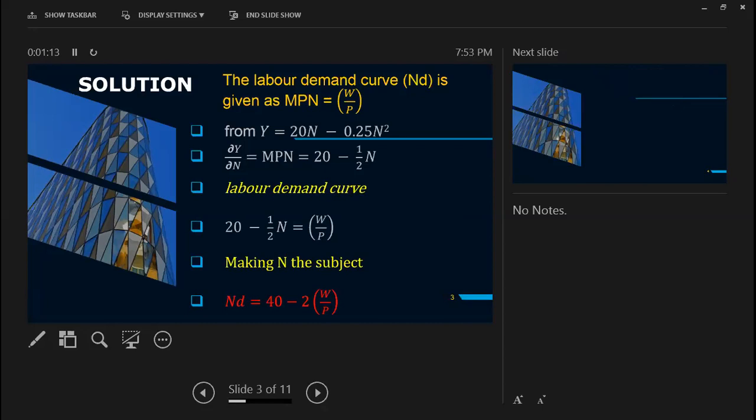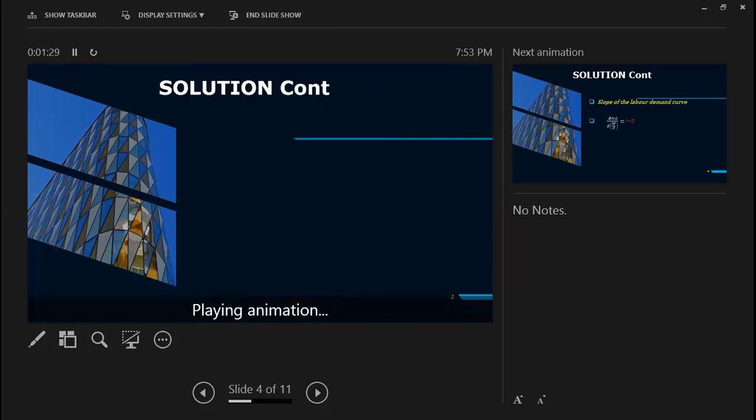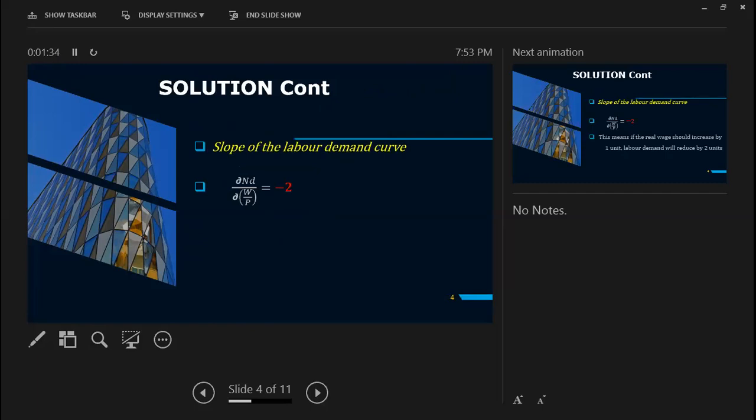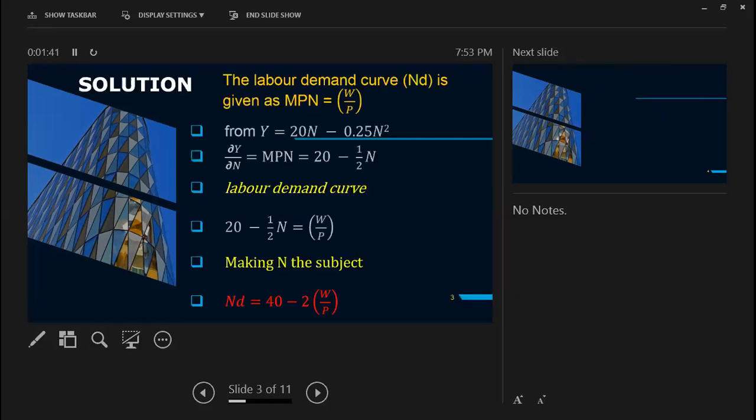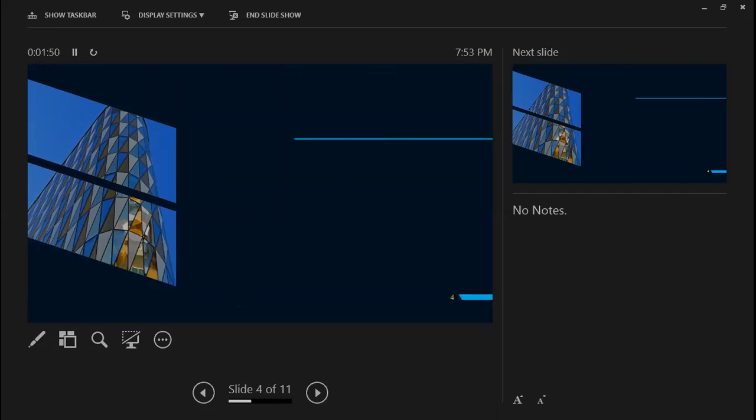I'm sure you can see that it is negatively related. The labor demand function is a function of real wage. I will send you this one too, so you can go through. And then if you want to find the gradient, just differentiate the labor demand with respect to the real wage. From this, you find dND over d(W/P). So your answer is what? Negative 2. That's what we have here.